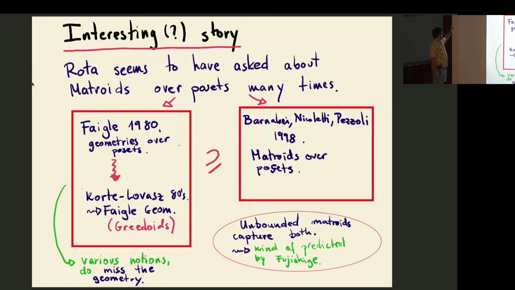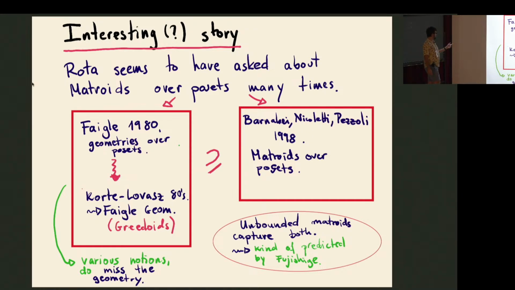worse. And then there's another notion by Barnabei, Nicoletti, Pezzoli in the 1990s. Again, if you read the paper, you see that this is a question that was posed by Rota. They talk about matroids over posets. These are objects that are contained in these Faigle geometries. And what ends up happening is that these unbounded matroids actually capture all of these things, both of these notions.